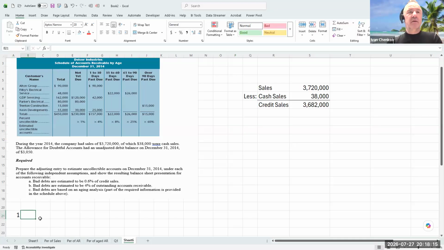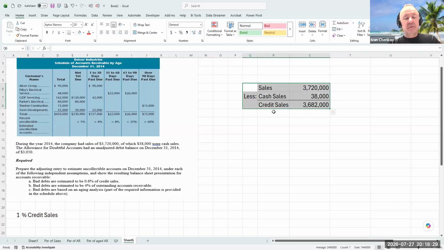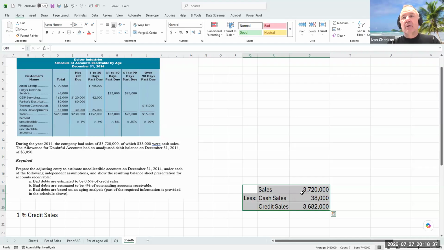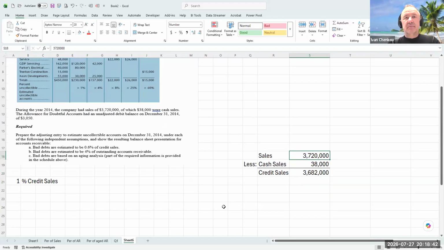The first one, we're going to use the percentage of credit sales. We already know that our credit sales are for the amount of $3,682,000. So what we have to do is calculate the percentage. And the percentage here is the bad debt percentage.